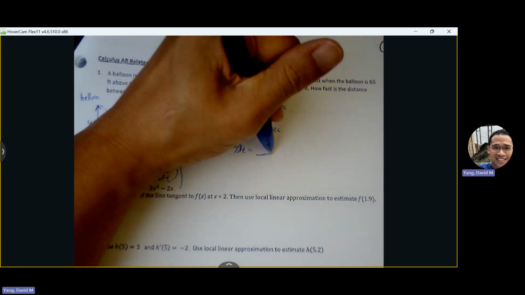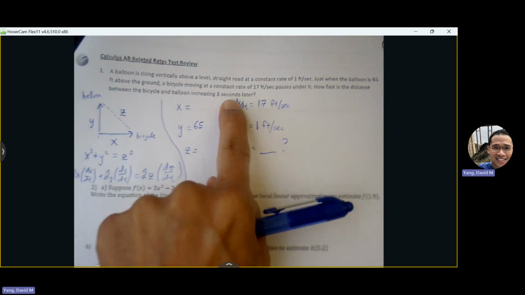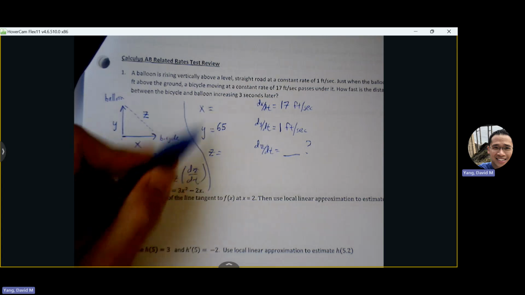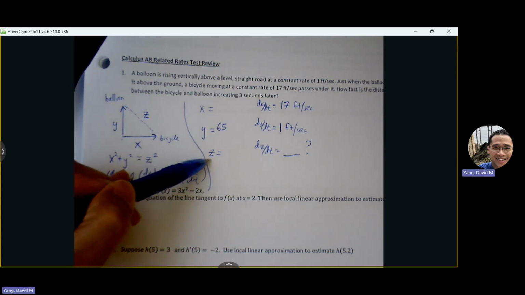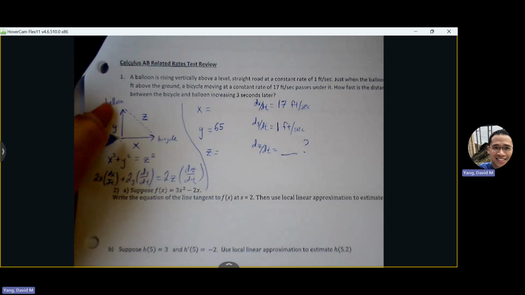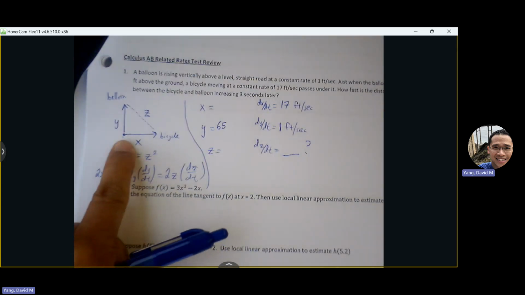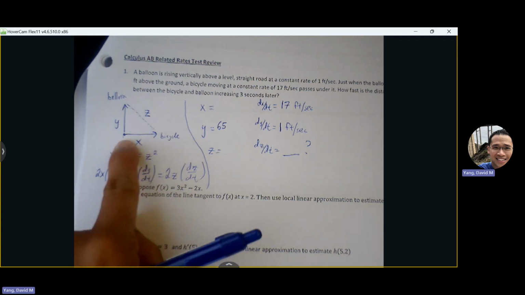dc/dt, yeah, that's the unknown. Okay, 3 seconds later. So let's think about where the x and y's are, and even z, 3 seconds later. So at 0 seconds, the bicycle is going to be directly under the balloon. Where do you think the bicycle is going to be in relation to where it is 3 seconds later?